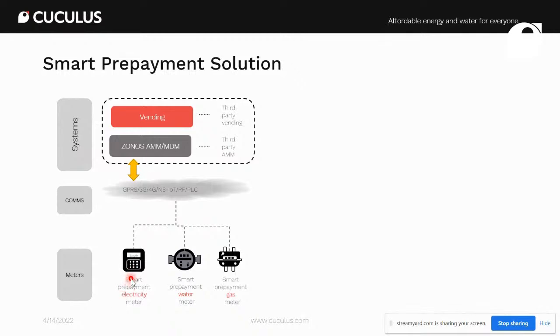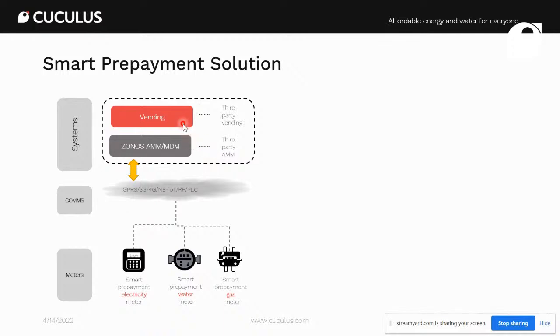In the meter layer, we no longer have conventional prepayment meters, but what we call smart prepayment meters. It's not only electricity, but also water and gas. These meters can communicate with the systems and exchange information and data. They can do that because these smart meters are equipped with a communication module that allows them to communicate with the software. So the meters can push data, and they can also receive commands from the system.